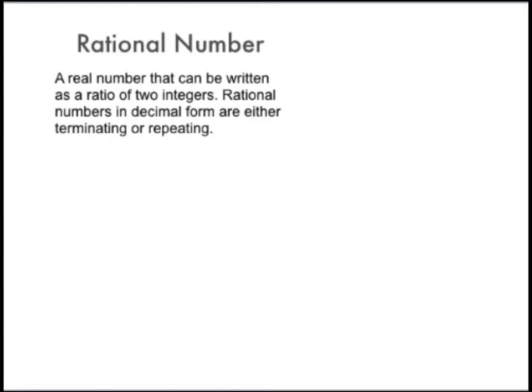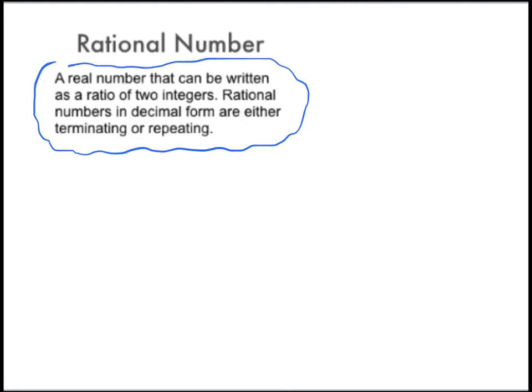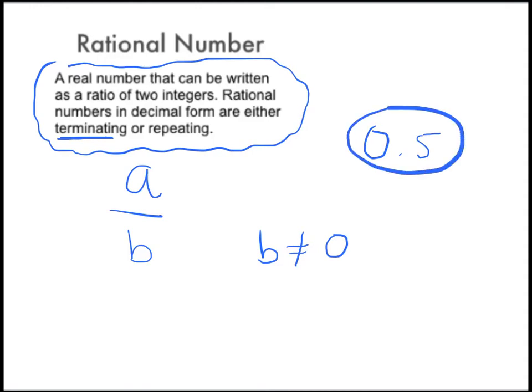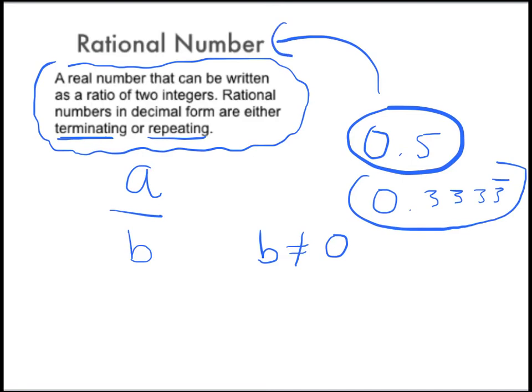Alright, to define what a rational number is, by definition here, we can say a real number that can be written as a ratio of two integers, like we looked at before, a and b, where b cannot be 0. Rational numbers in decimal form are either terminating, so it stops, for example like 0.5, it stops right there. Or repeating, for example, you can have 0.3333 repeating. These are examples of rational numbers.